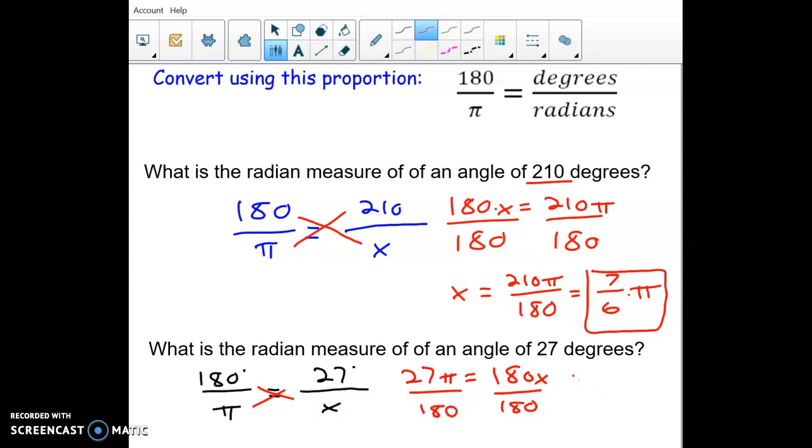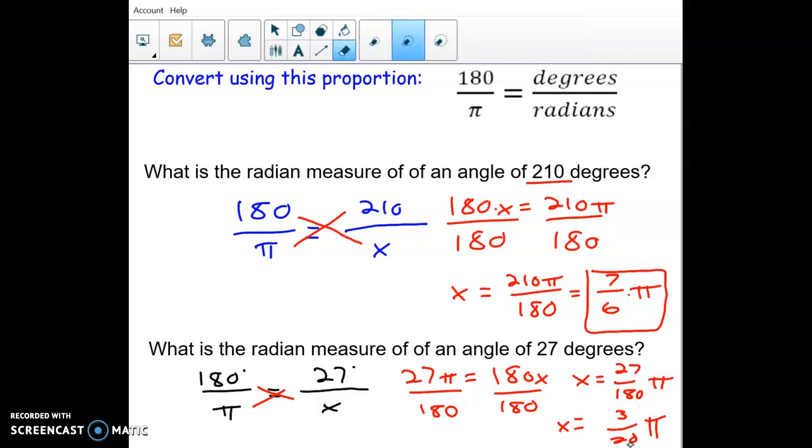Okay, so sorry I ran out of space here, but x is going to be 27 over 180 pi. And now we've got to reduce this again. And so I know they're both divisible by 3, but they're also both divisible by 9. So divided by 9, that would be 3/20 times pi. And I think that's the farthest it reduces. There's nothing else that divides 3 and 20. So in radians, it's 3 over 20 times pi radians.